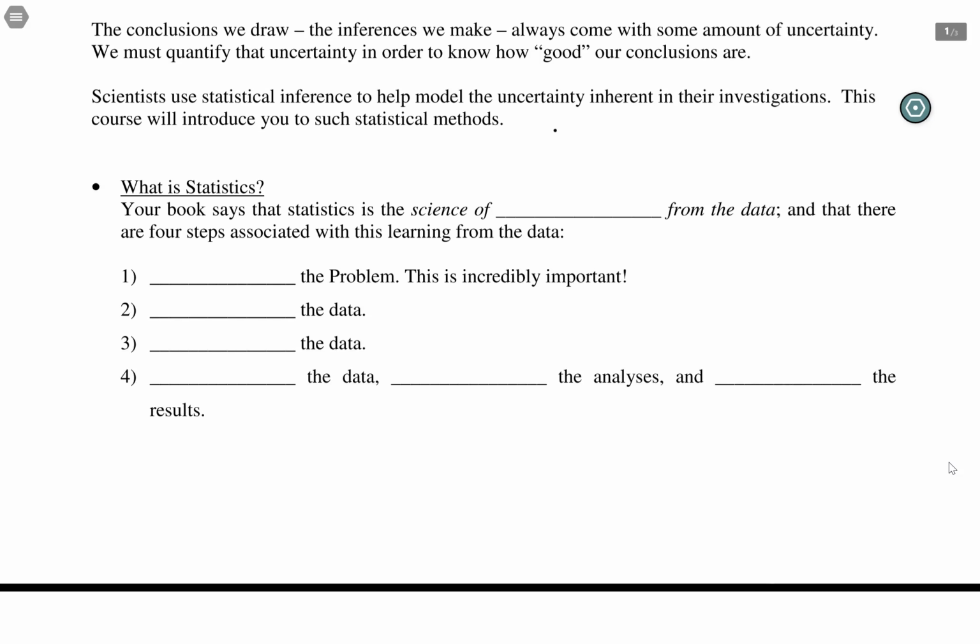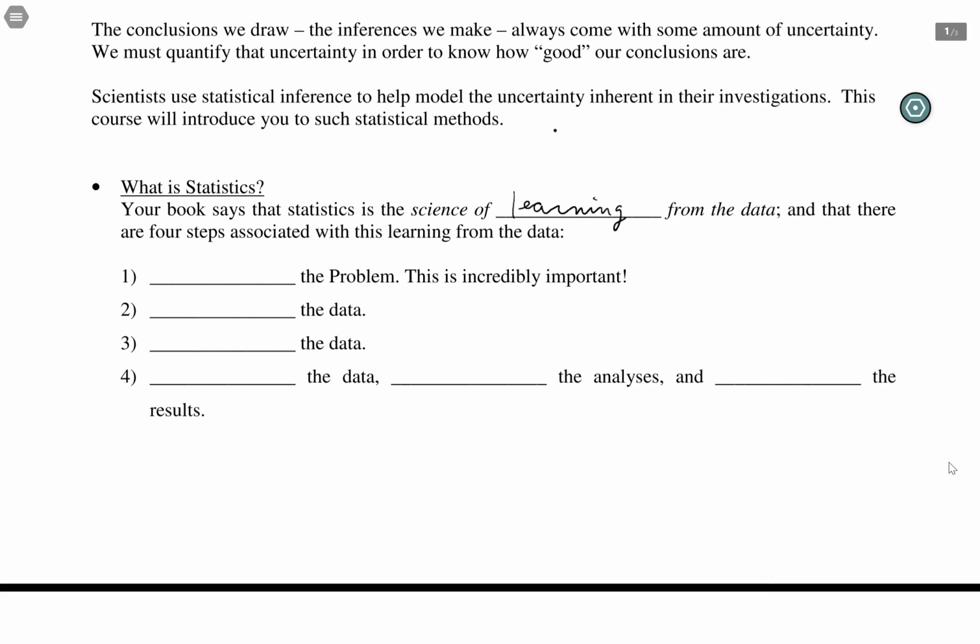What is statistics? Is statistics simply the study of baseball players' batting averages? Is it the study of salaries for a particular demographic group in a particular state at a particular time? Is it more than just looking at numbers, computing percentages and averages and this sort of thing? Turns out it is, and your book has a nice definition for it. Your book says that statistics is the science of learning from the data.